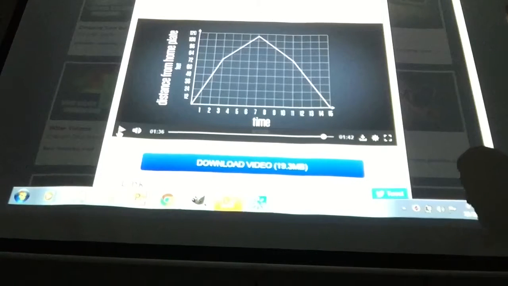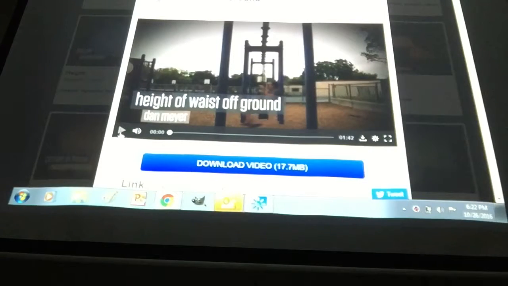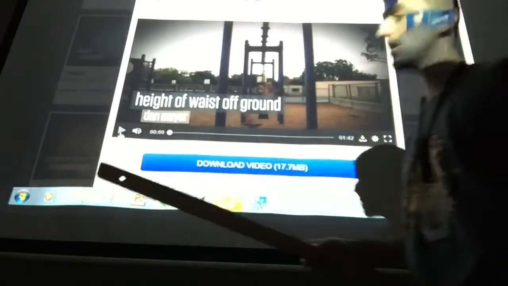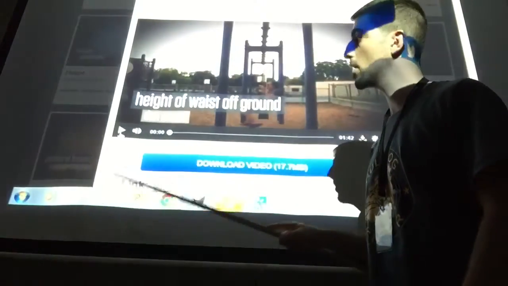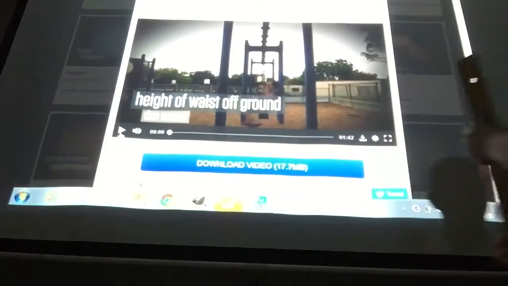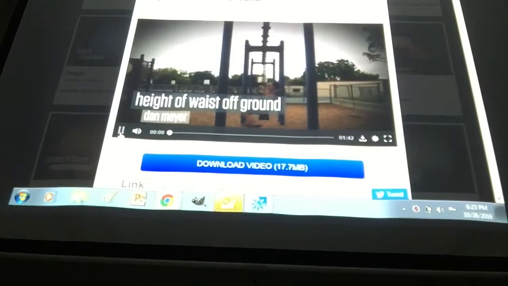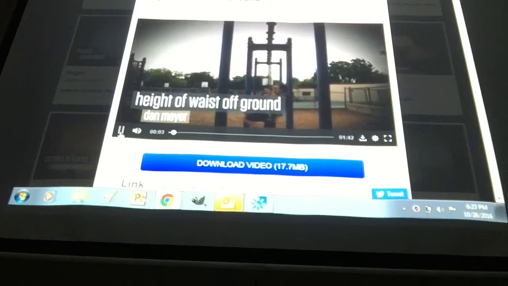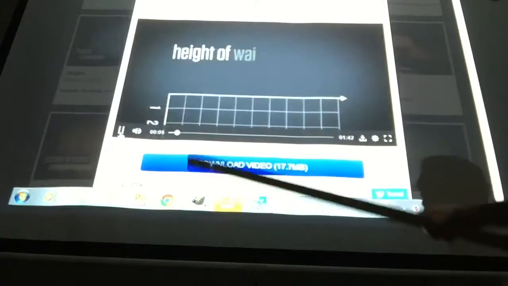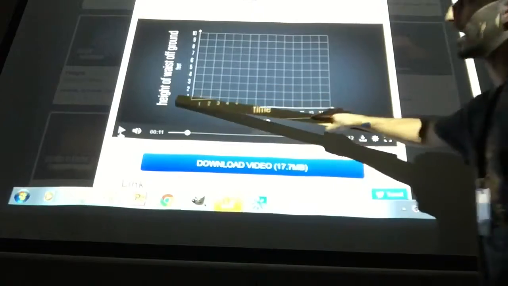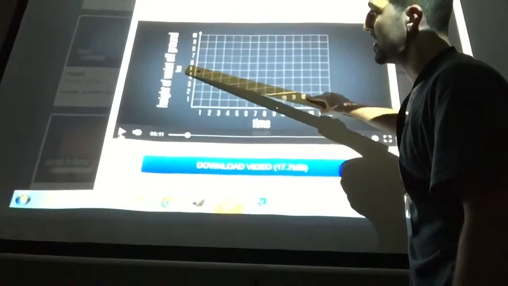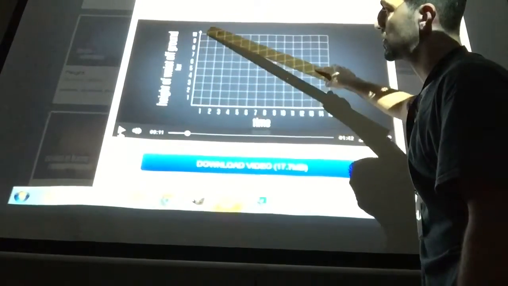All right, I have one more for you. All right, guys, here's the last video. For this last video, it's called height of waist from ground. Let's go ahead and see what the increments are for the y, the dependent variable. The independent is time again. The dependent is height of the waist. And we are going up by 1. So make sure you write that down. Height of waist from ground in feet. We got 1, 2, 3, all the way up to number 10.